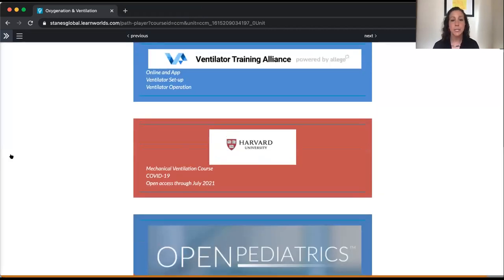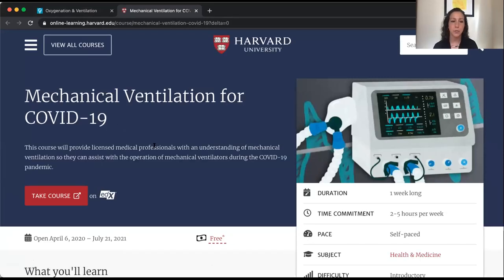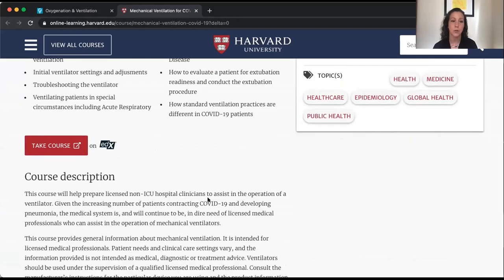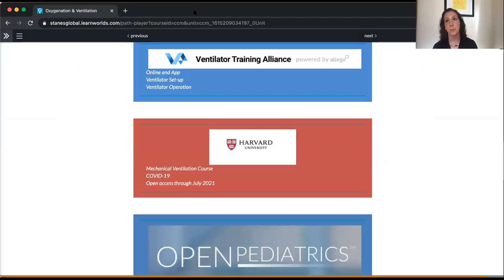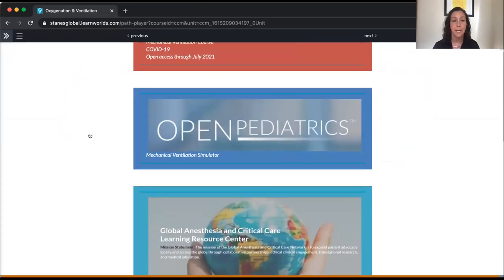If you want to do a deeper dive and take an actual mechanical ventilator course, Harvard University has this MedX course, which is great. And through July, because of COVID, it's free. Okay, so you can take this course and there are several different videos talking about how to interpret waveforms, how to set up a ventilator, just the basics, and then also how to ventilate ARDS patients, et cetera.